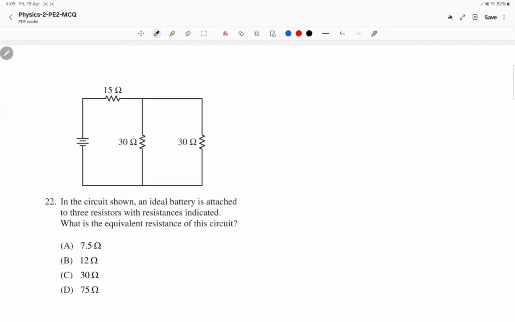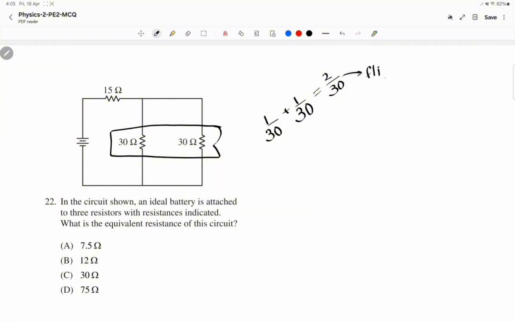22. Do we have here parallel or series or both? Which one is the series one? The 15. Thank you. So we'll start by finding the R parallel. So 1 over 30 plus 1 over 30 is equal to 2 over 30. You must then do what? Flip, and you get 15. And then you add them. Yep, so now the R of the circuit is equal to 15 that we just got, plus 15 that's in series, and the whole thing is 30.